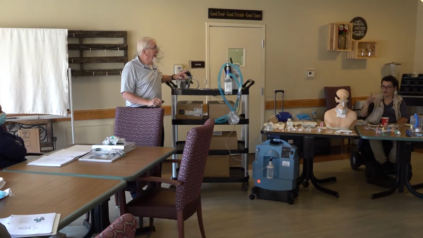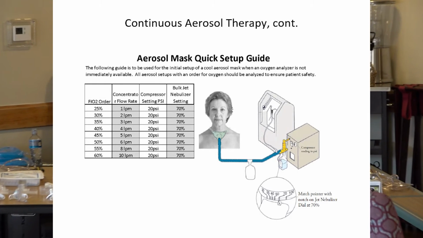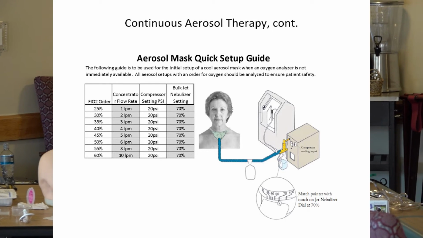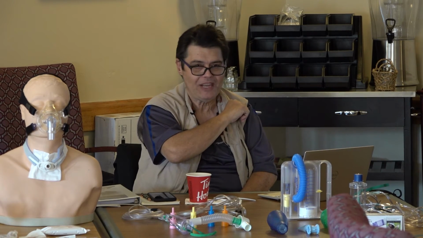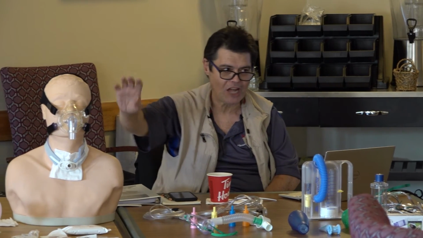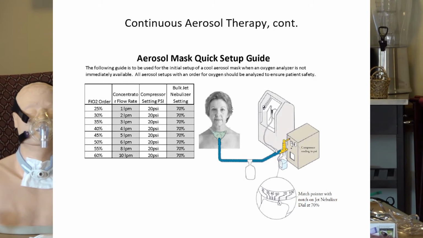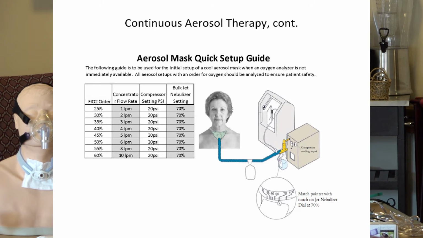Now just to add to what Ray just shared with you, we've given you a guide here so that if you're unfamiliar with the setup, you can follow this guide to set up correctly. And if you've noticed in the chart, we've actually analyzed with each of these FiO2 orders what you need to set your bulk neb on and your concentrator to achieve approximately the FiO2 that's been ordered. So again, if you have an FiO2 order for 30%, you notice that your concentrator is on 2 liters, your compressor on 20 psi, and your bulk neb on 70 to achieve that 30% FiO2 requirement.